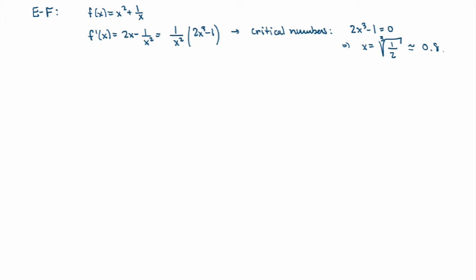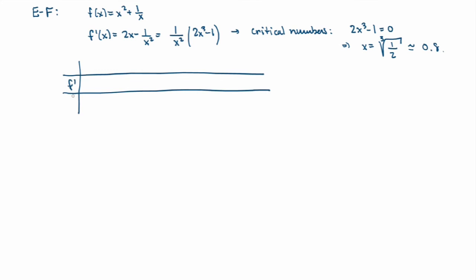All right, that's good. Now we need to find whether this is the local min or max, and we want to find the intervals where the function is increasing or decreasing. So I'm just going to construct a table as we've done before for f prime and what it implies for f. So I have three different regions, x less than 0. I always have to include x equals 0 here because the function is undefined. So I'm going to write DNE here just to say the function is not defined because this is not part of the domain. And then I have x between 0 and the cube root of 1 over 2.